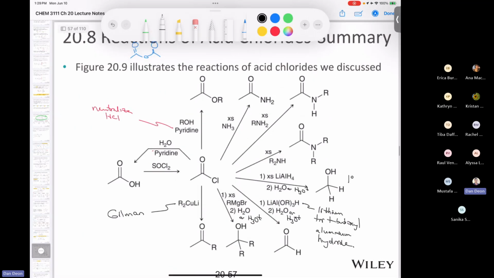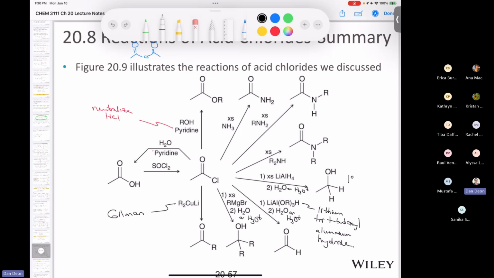What did we cover? We covered formation of an acid chloride with thionyl chloride. You can blow it apart with water. I don't know why you would do that, but it's in there, okay? You can form an ester. We call this alcoholysis, okay? You use pyridine to neutralize the HCl. If you do the reaction with ammonia, a primary or a secondary amine, you end up with a primary, secondary, or tertiary amide. You need excess because the second equivalent is there to neutralize the HCl.